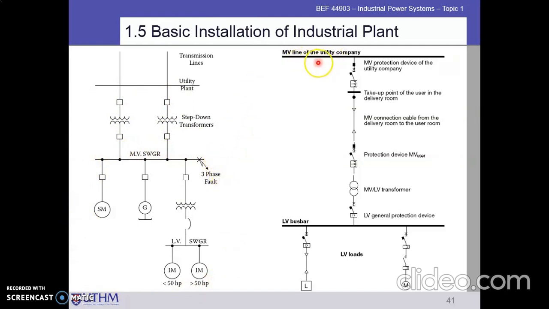Okay, the MV line of the utility company. This one is the MV protection device of the utility company. And then the take up point of the user in the delivery room. And then the MV connection cable from the delivery room to the user room. And then there is a protection device here. And then we have the transformer for MV to LV, which steps down the voltage. And this is the load. Okay, we have the LV bus bar and then connection to each load.